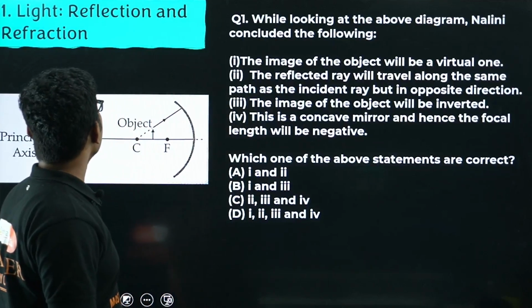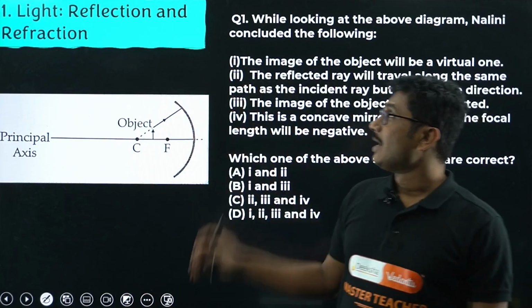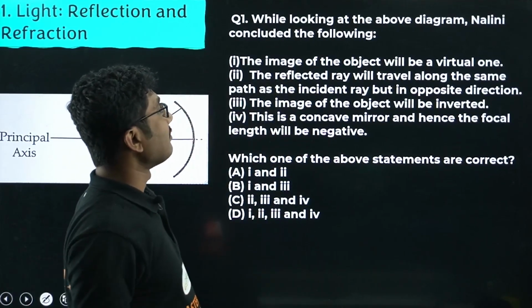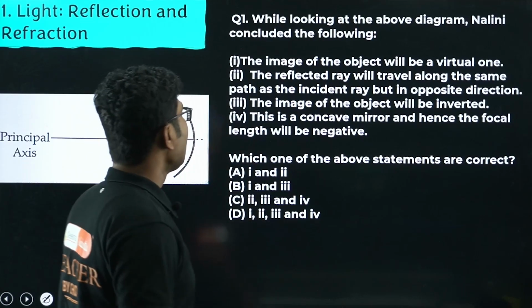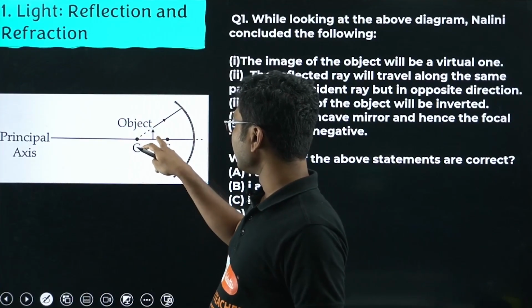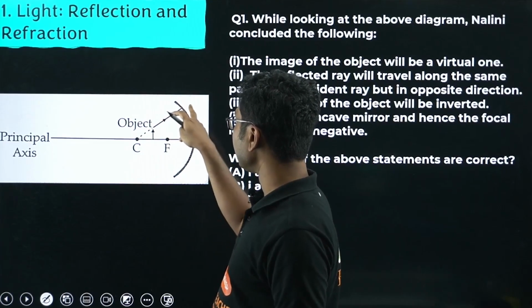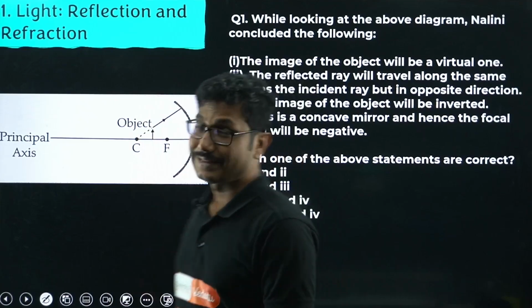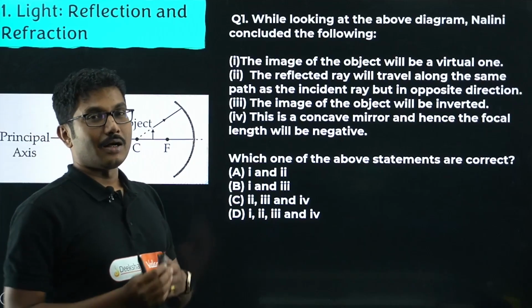So first look into the first question. This first few set of questions are from the chapter light, reflection and refraction. While looking at the above diagram, Nalini concluded the following. So first of all let us look into the diagram. There is an object. This is a concave mirror, obviously, because light is traveling from this side to this side. And the object is located between focus and center of curvature.